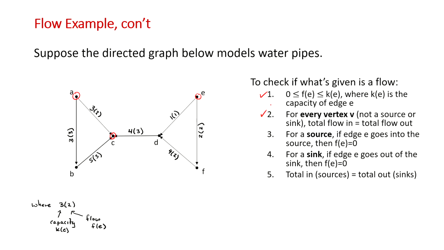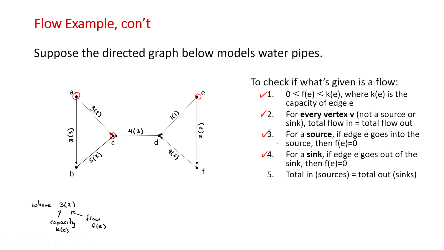Now, criteria 3 and 4 are looking at your sources and sinks. If you look at your sources, vertices A and E, criterion 3 says if you have an edge that goes into your source. We don't have an edge that goes into the source in either one, so by default we're good. Criterion 4 is about your sink, so we'll look at vertex C. This says if an edge leaves vertex C. Nope, we don't have that, so we automatically satisfy the fourth criterion.